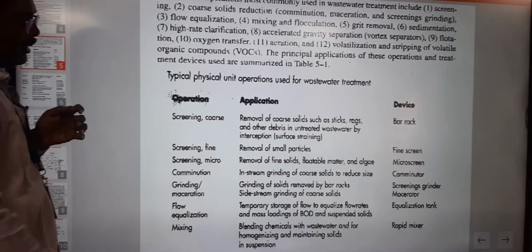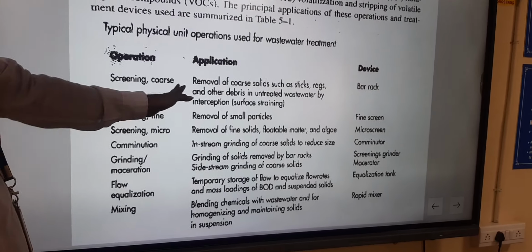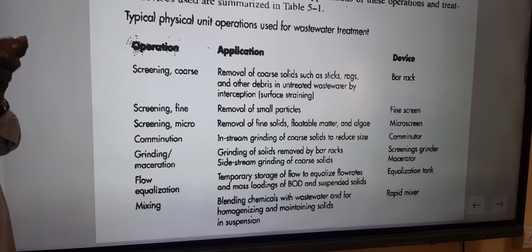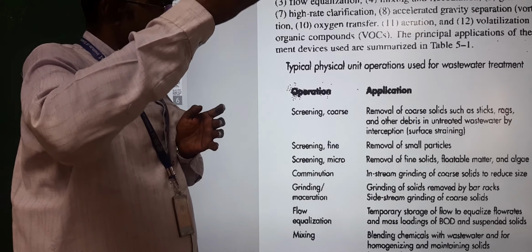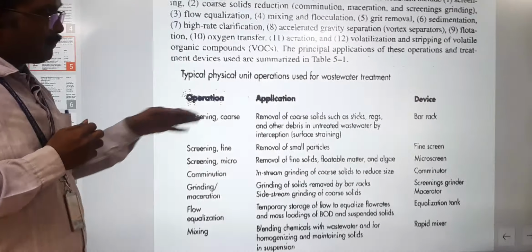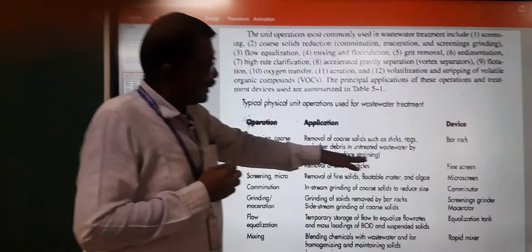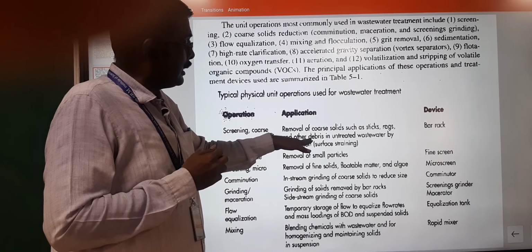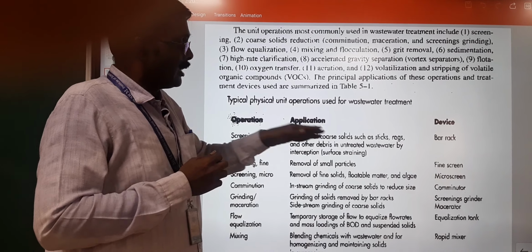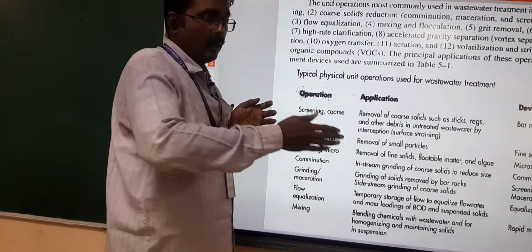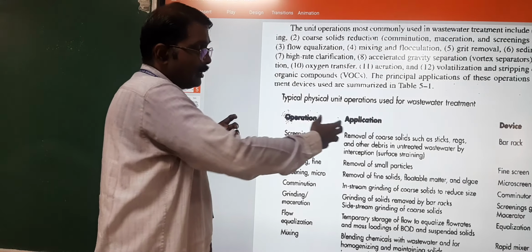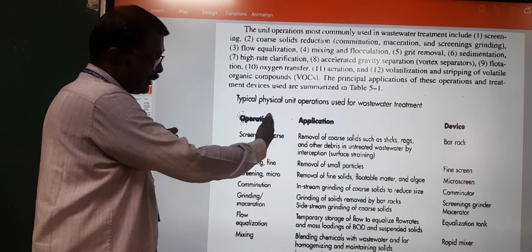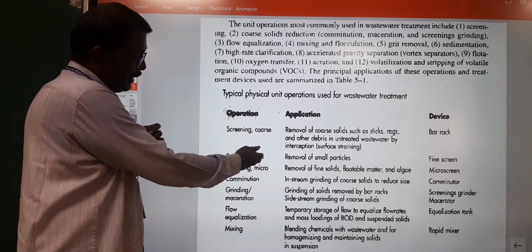For example, the screening or the size reduction: we know the purpose of screening is to separate the particles based on size. By using a screening apparatus, we can separate the particles. It is mainly used for removal of coarse solids, like sticks, rags, and other debris in untreated wastewater by interception and surface straining. By means of a bar or a screen, we can separate the larger particles from the wastewater.